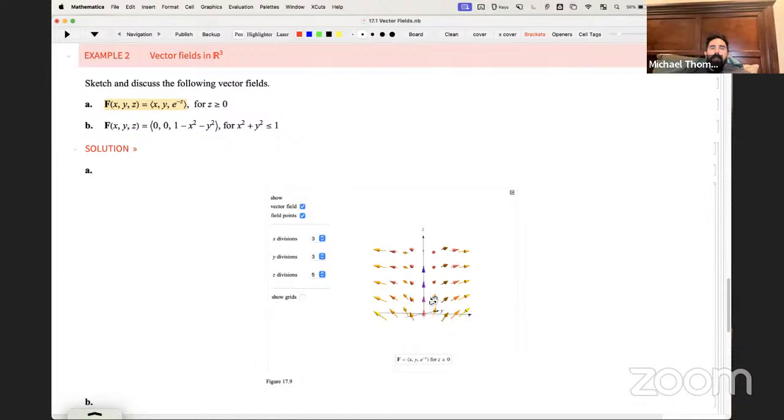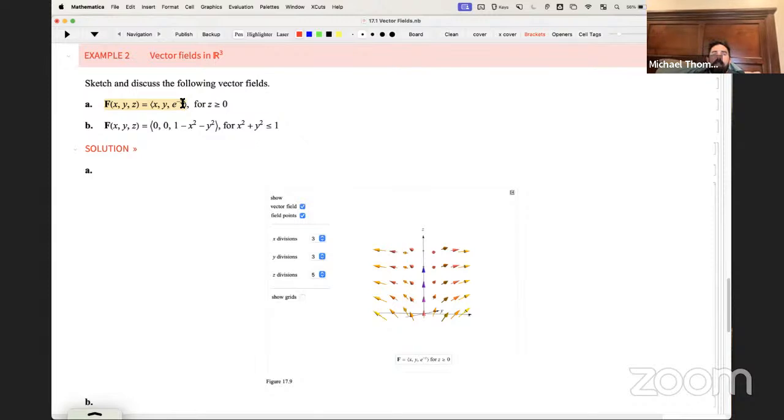Now let's say we move up 1 unit in the positive z dimension. So let's say it's at 1. Now you have e to the negative 1. That's 1 over e. What is 1 divided by e? It's about 0.3678, which is significantly less than 1. So the vectors will still point upward, but only at a rate of 0.368, whatever I said.